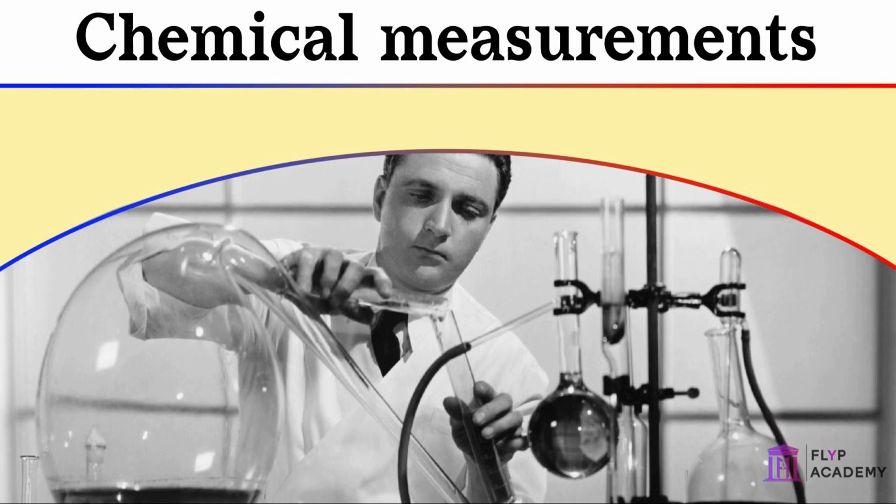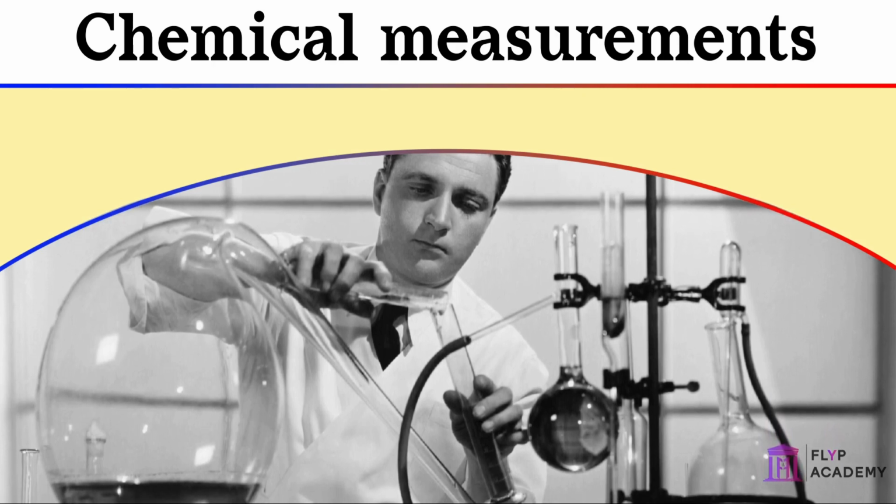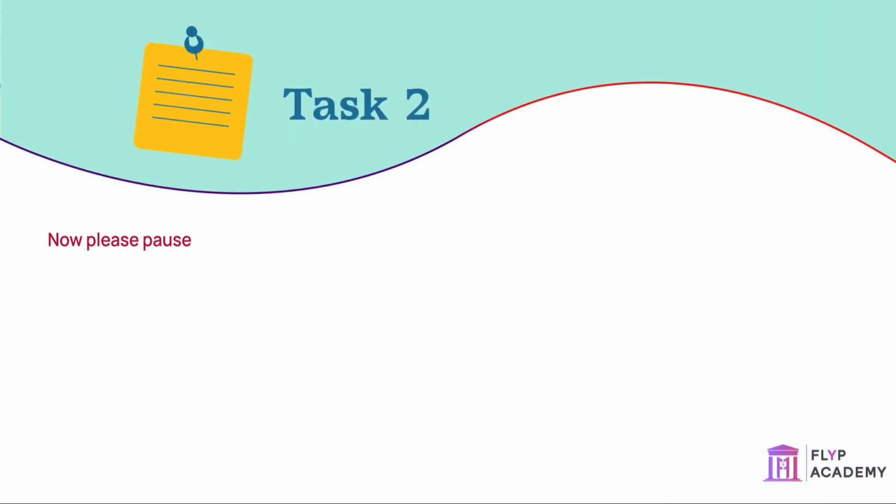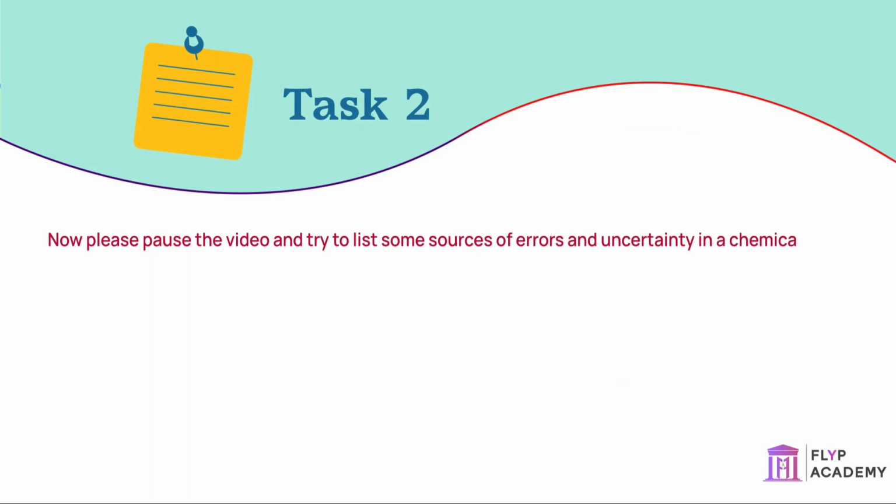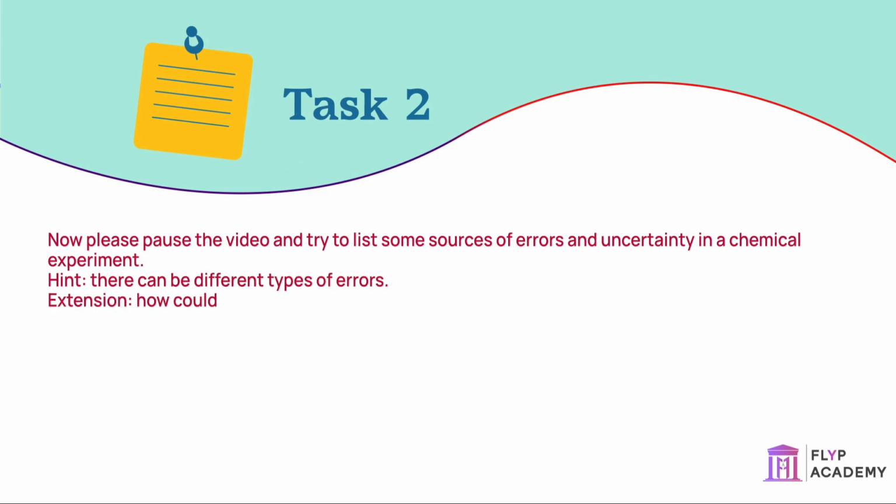Scientific experiments always involve uncertainty and errors. Task: now please pause the video and try to list some sources of errors and uncertainty in a chemical experiment. Hint: there can be different types of errors. Extension: how could you minimize the error? Now let's check your answer.